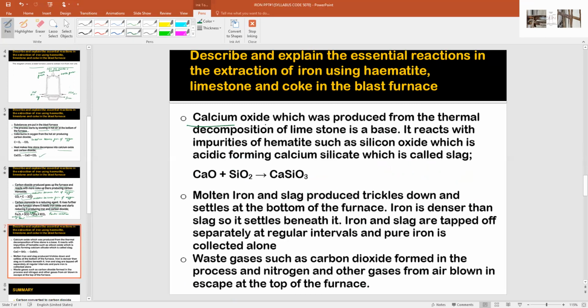Calcium oxide, which was produced from the thermal decomposition of limestone, acts as a base. It reacts with impurities from hematite such as silicon oxide. Silicon oxide is acidic, and the product is calcium silicate. It's also called slag.